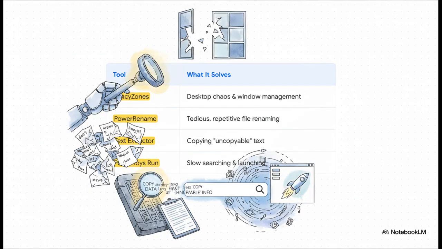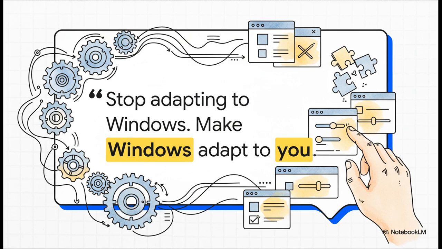You've got FancyZones to finally take control of your desktop chaos. You've got PowerRename to stop wasting time on tedious file renaming. You've got Text Extractor to copy the uncopyable. And you've got PowerToys Run to launch and find things in a flash. And this really is the core idea. PowerToys lets you stop adapting to how Windows works, and instead it lets you make Windows adapt to how you work. And believe me, that changes everything.